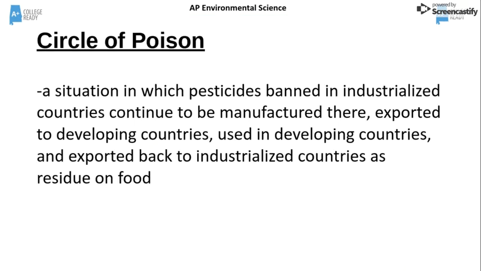The circle of poison is a situation in which pesticides banned in industrialized countries continue to be manufactured there. They're then exported to developing countries, used in developing countries, and exported back to industrialized countries as residue on the food.